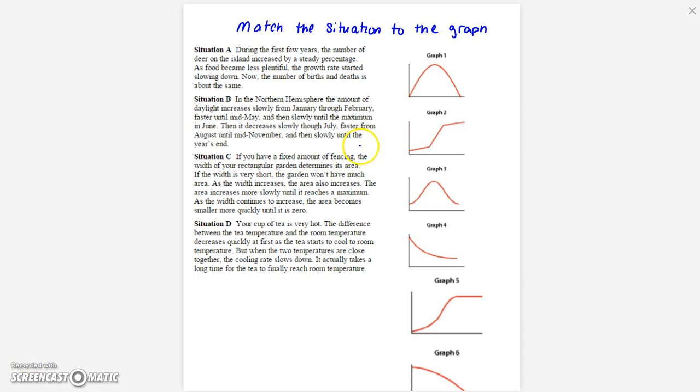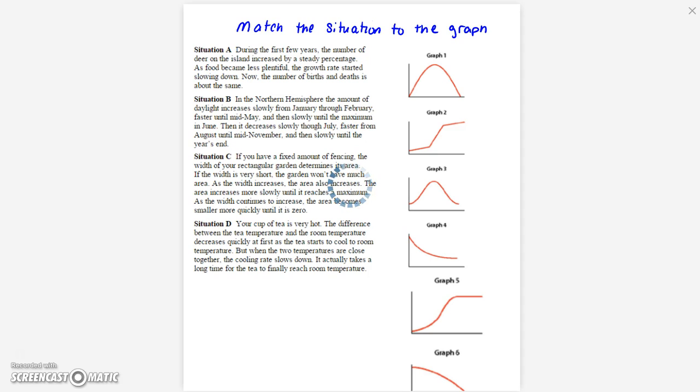All right, you guys, let's match these real-world situations to the graphs at the right. There's 4 situations, 6 graphs, so we won't be using 2 graphs. Situation A, during the first few years, the number of deer on the island increased by a steady percentage. As food became less plentiful, the growth rate started slowing down. Now the number of births and deaths is about the same.